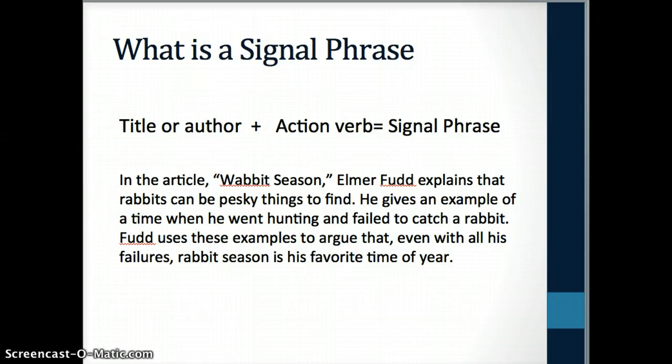So here's an example. Take a look at the silly little paragraph down below. Right away, the signal phrase names the article, so we know that it's an article. It's not a book, it's not a movie, it's not a poem, it's not a novel. It's an article we're describing for our reader. And then we list the article's title, Wabbit Season. It's important that somewhere in your summary, right off the bat, you're listing the complete title. Remember, titles of articles go in quotation marks. Titles of bigger things like books, newspaper titles, magazine titles, those should be in italics.